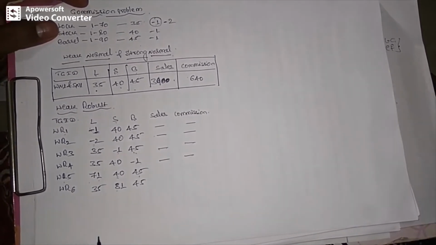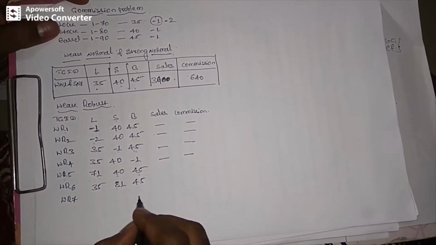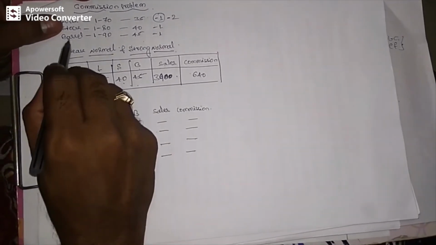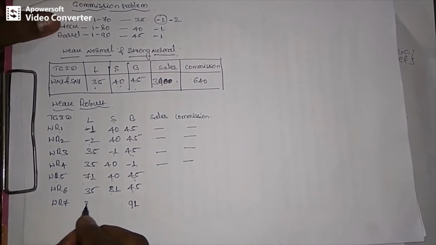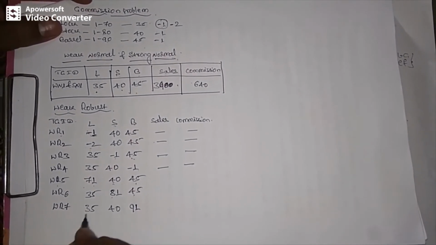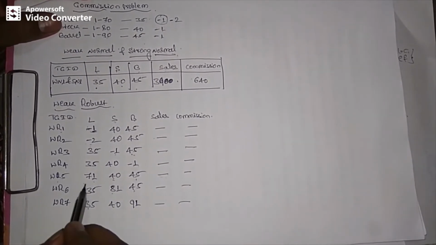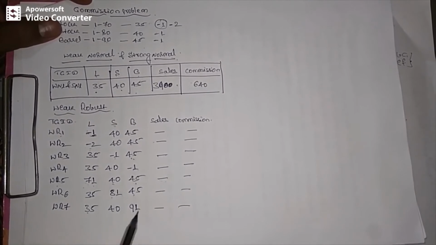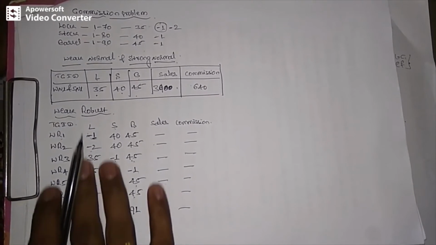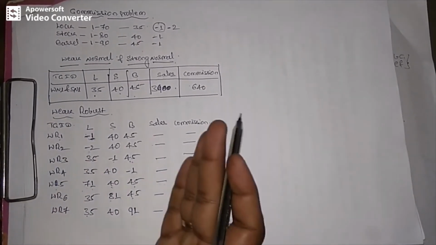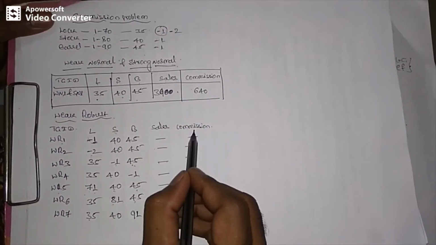Nominal values of these two will be as before, and next WR7. Then barrel value will be invalid. To make the barrel value invalid, 90 is the maximum, so 91 will be invalid. Therefore these two test cases will be 35 and 40. What about the commission and sales? Now you can see all these values are invalid inputs. Therefore there is no calculation of sales and commission, because these values are outside the boundary. The program will not execute or calculate the total sale value and commission value.